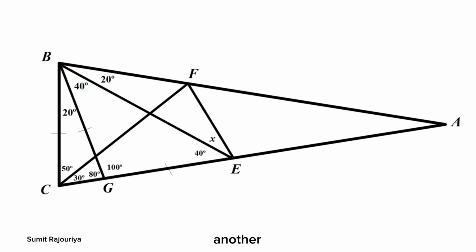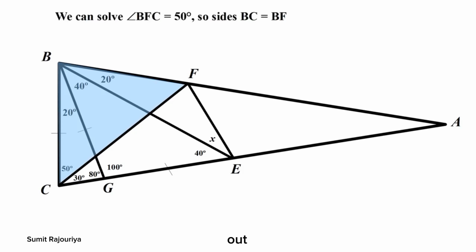Now let's consider another triangle. We know that 2 of its angles are 50 degrees and the other angle is 80 degrees. So we can solve for the third angle knowing that all of the angles sum up to 180 degrees. So we can figure out that the last angle, BFC, is equal to 50 degrees. Once again, we have another isosceles triangle. Therefore, the 2 sides that are opposite those angles must be equal to each other. So BC must be equal to BF.